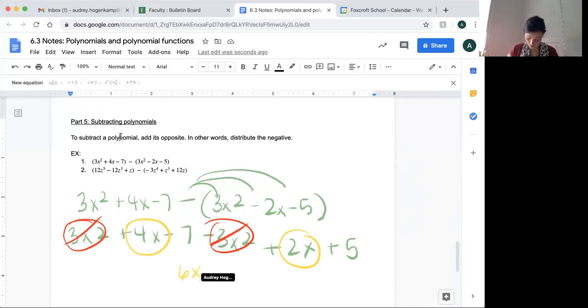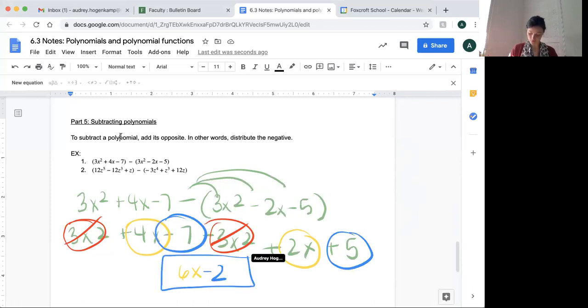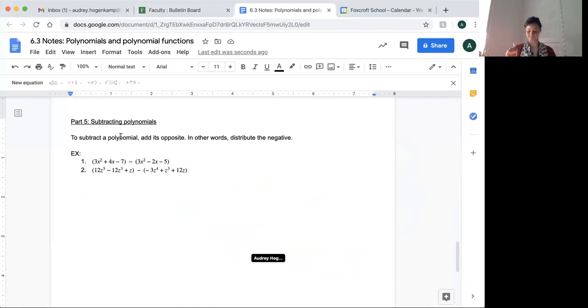And then we have minus 7 and plus 5. So negative 7 plus 5 is going to be minus 2. So we get 6x minus 2 for our final answer there. And then I want you guys to go ahead and try number 2 as well.